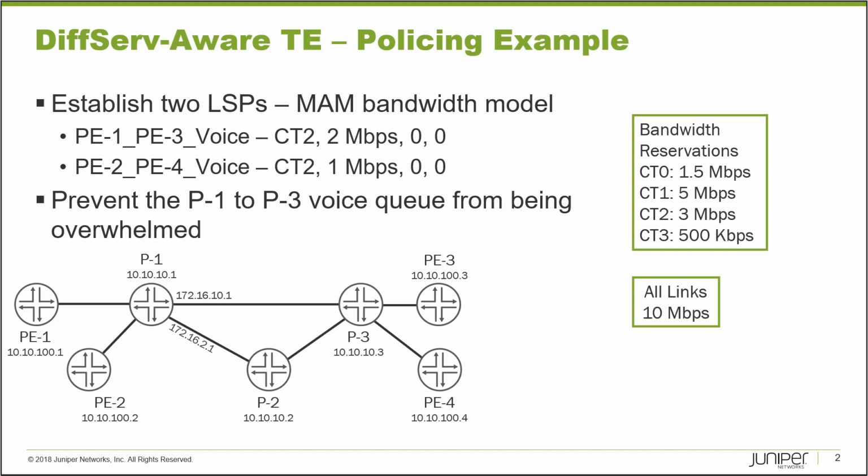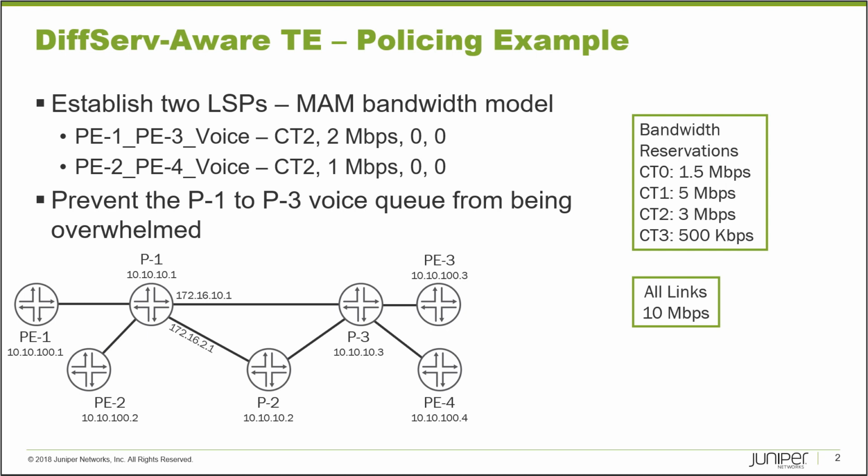And so we can see the queue being overwhelmed without policers, and then we can show policers helping in the situation. Okay, so then the bandwidth reservations for the different CTs, I also want to point that out. CT0, 1, 2, and 3. Now, we're not going to be messing with CT0, 1, or 3. We're just going to be focusing on CT2 that these voice LSPs will be a part of. But I did list the other CT bandwidth reservation information just for completeness' sake. And so the CT we're concerned with is CT2.